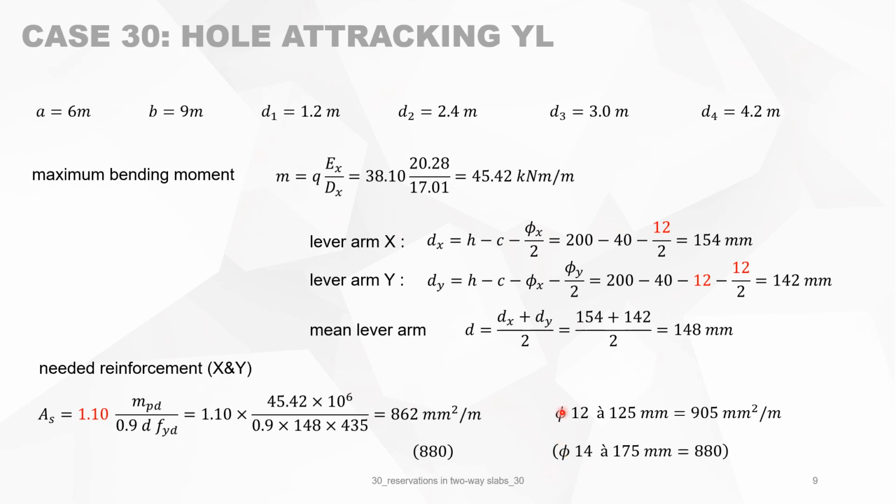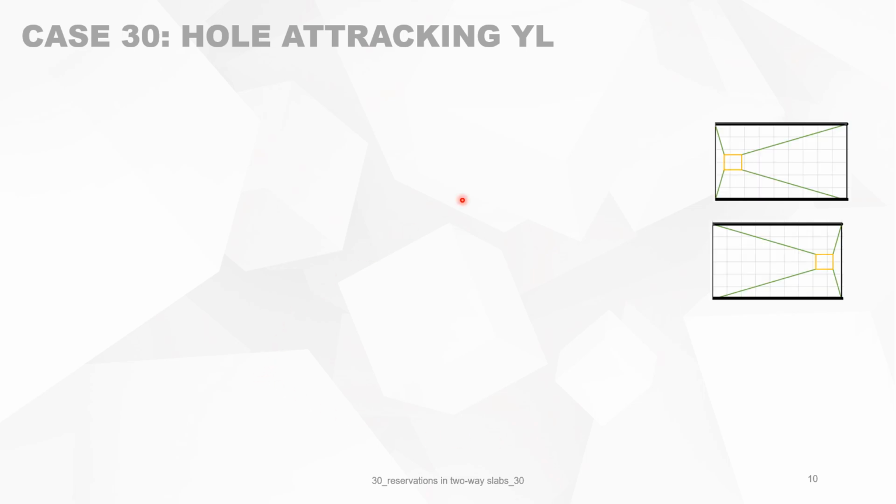You can also change to diameter 14. Then you adapt this lever arm. You arrive at 880, and that's diameter 14 every 175 millimeters. Now we'll give you an example of what you can do with those formulas. You can, for instance, study what the influence is of a reservation into a slab.